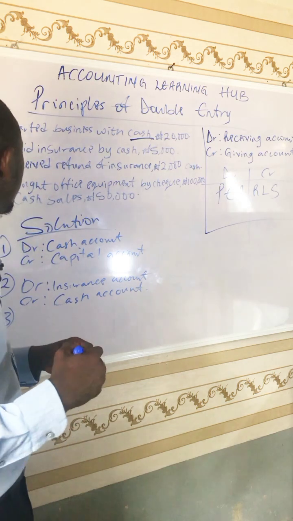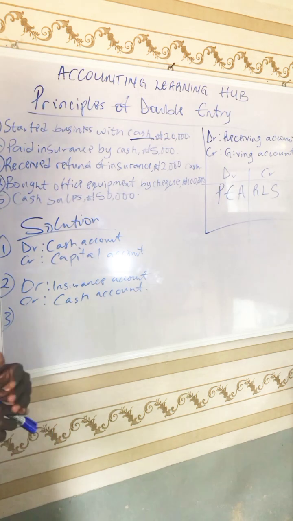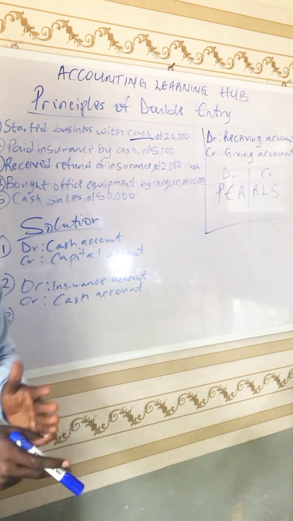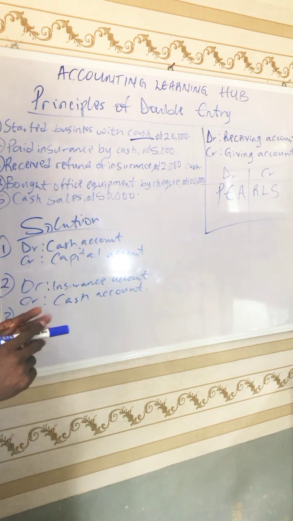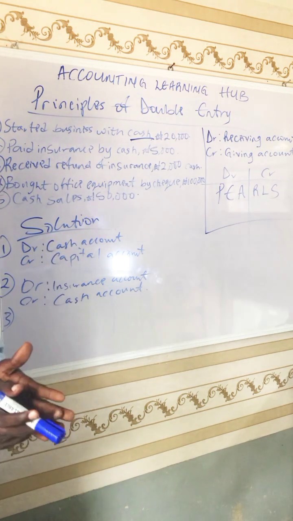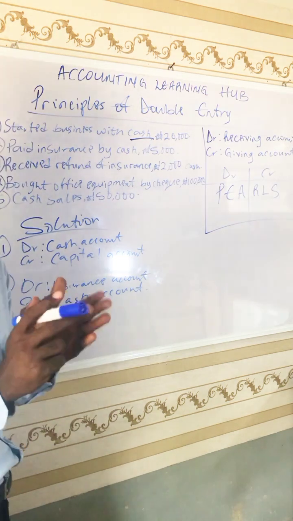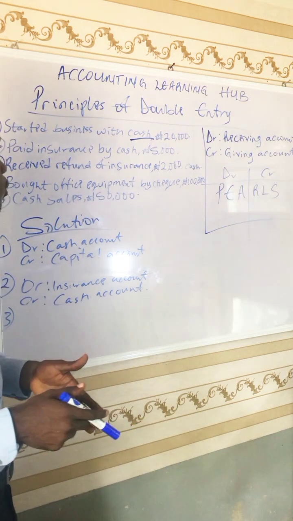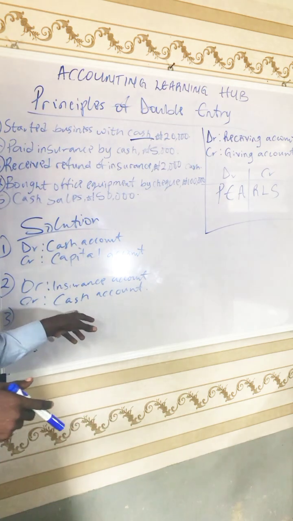Question 3. Received refund of insurance, 2,000 naira cash. In question 2, we paid insurance by cash, 2,000. And in question 3, we received refund of insurance, 2,000 naira. That means it is a reversal of the first transaction. The first one, we made the payment. Maybe there was an error in the transaction, so the insurance company now refunded us. So when we receive the refund, we have to treat it following the reverse of the first case.